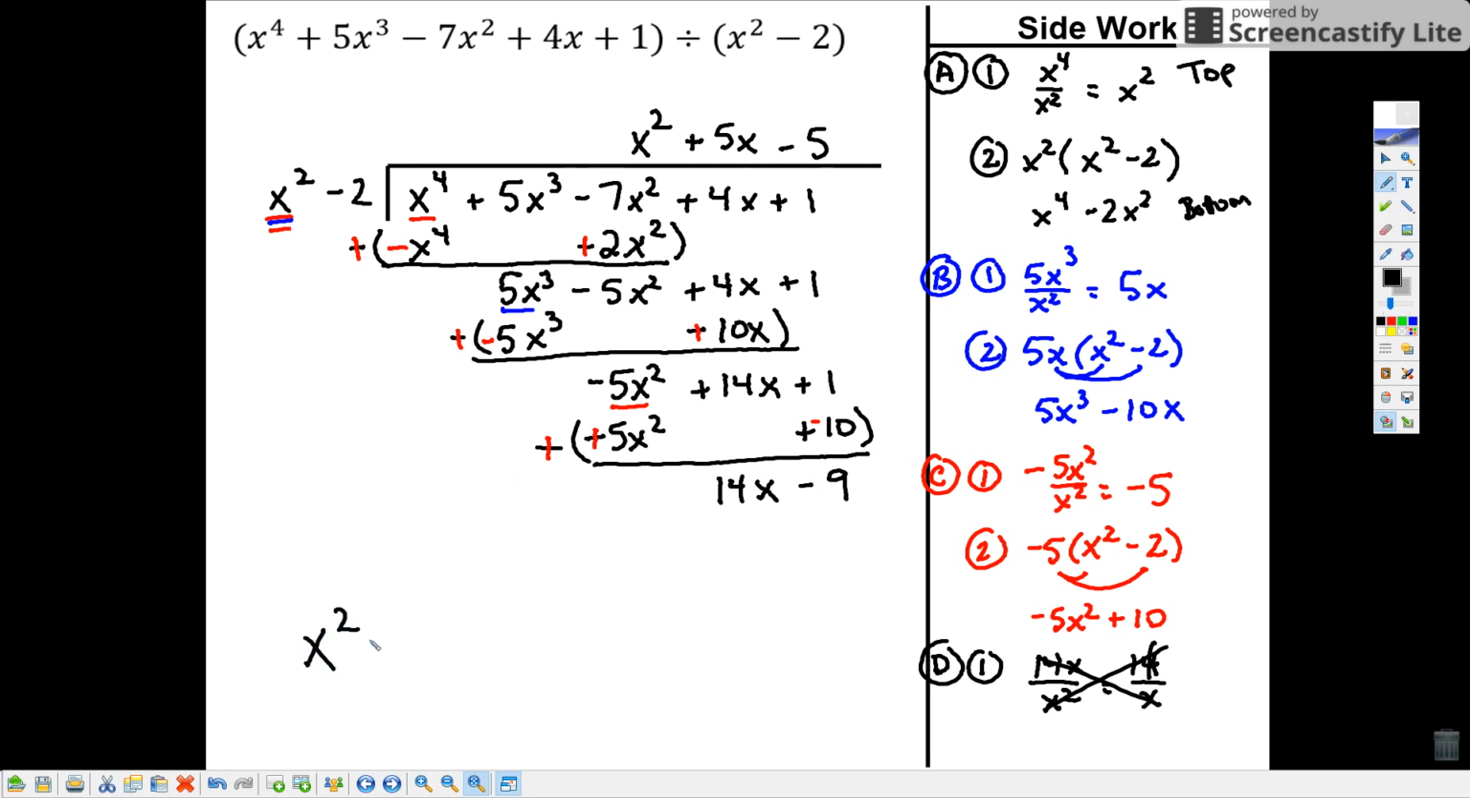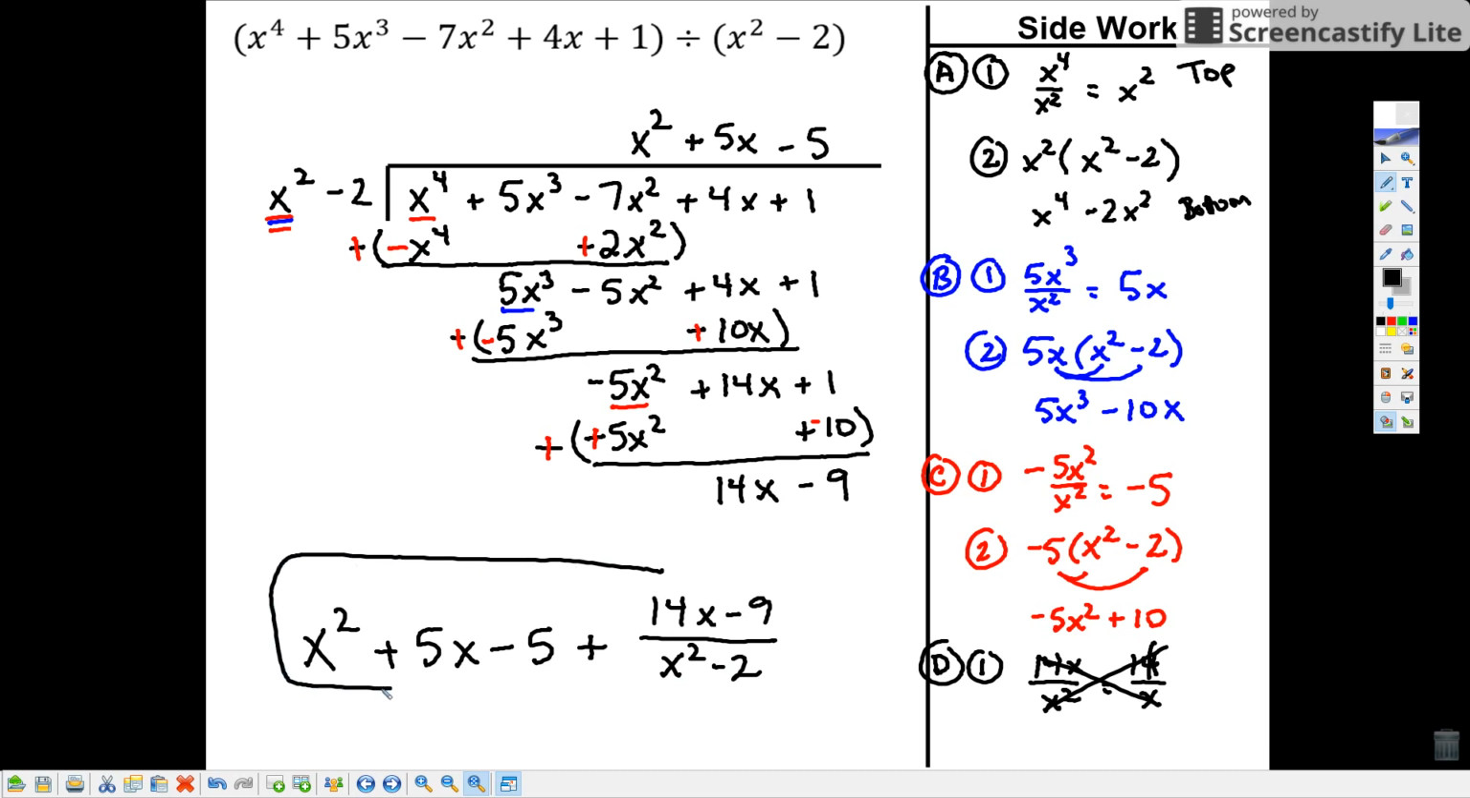So the answer would be x squared plus 5x minus 5. And then remember, I got that from the top. Then you add a fraction where you have the remainder on the numerator of the fraction and your divisor on the denominator. And there's your answer.